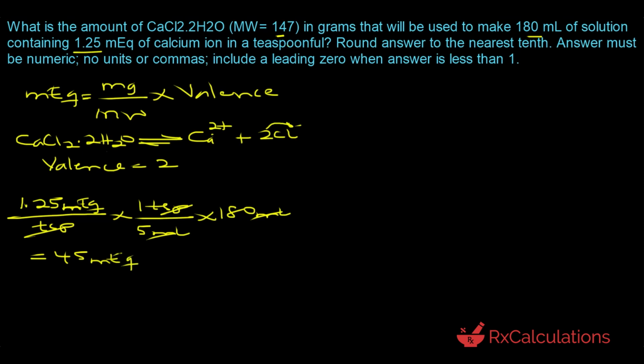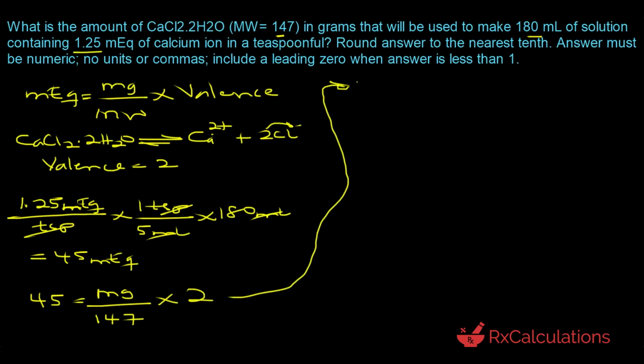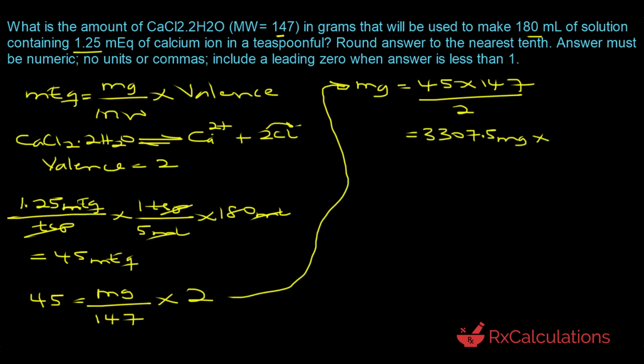So we're going to substitute all the values into the equation. So you're going to have 45 equals the amount of substance in milligrams divided by the molecular weight, which is 147, times the valence, which is 2. And we're going to rearrange the equation. So milligrams equals 45 times 147 divided by 2. And that's going to be equal to 3,307.5. But notice that this is in milligrams and we need to be in grams. So we do a quick conversion, and 1,000 milligrams is 1 gram. So the milligrams cancel out and you end up with the answer, which will be 3.3.